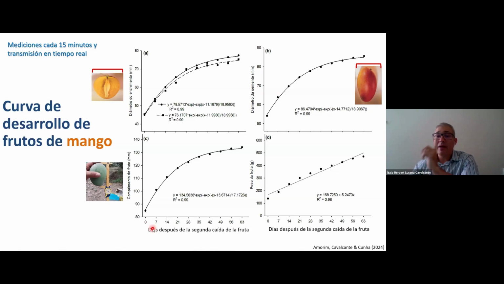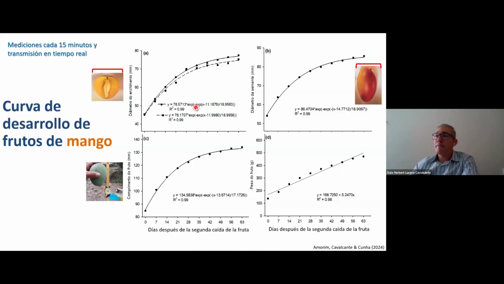So this was done during the first fruit drop. So when the fruit was of a certain size, 45 millimeters in diameter, so very small. And so here we're looking at the diameter. And I put this here as an example, this measurement, but this was done with measurements every 15 minutes and with real-time transmission so that we could analyze what was happening in real time.